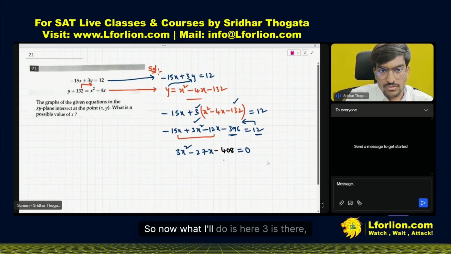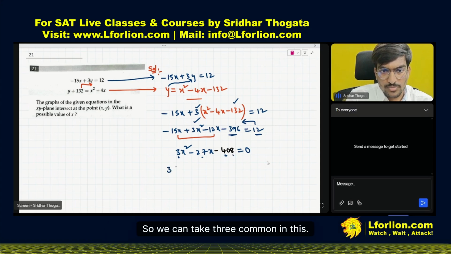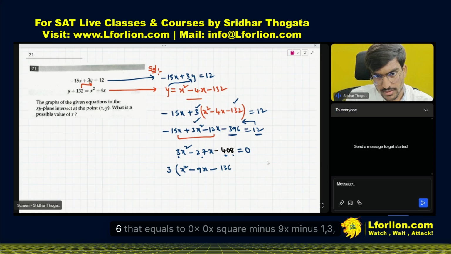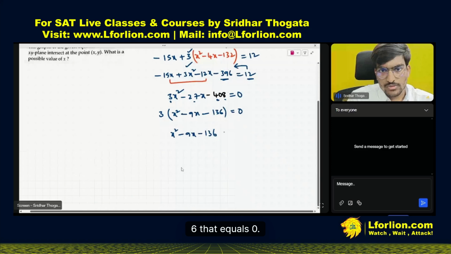Now here 3 is there, 27 is there, so maybe it works with, 4 plus 8 according to the divisibility test rule. So we can take 3 common in this. So x square minus 9x minus 136, that equals 0.